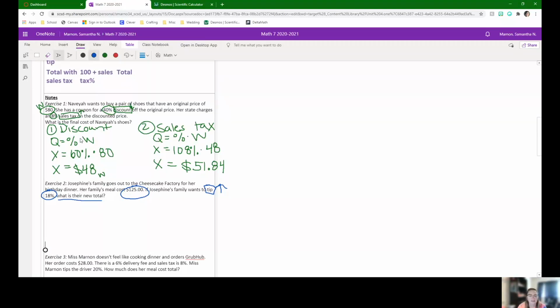So we can do this the lazy math way and do 100 plus 18% to get the new total, or we can do 18% and add it. This one I'm going to do both ways for us. So I'll do path 1 and path 2, just so we can really see how both of these ways work and get the same answer. So path 1, I'm going to figure out what the tip is and then add it on like you would if you're looking at a receipt. And path 2, I'm going to do the total all in one step. So we're still going to start with quantity equals percent times whole.